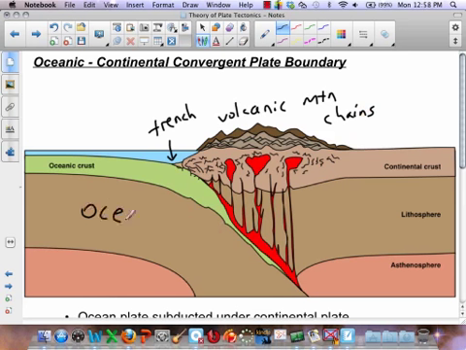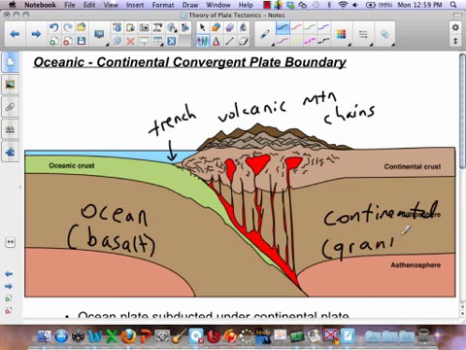So we still have our ocean crust. We have our continental crust. And again, the ocean is being subducted underneath the continental. Again, why is that? Yes, ocean is dense. Ocean is more dense because it's made out of what type of material? Basalt, which is more dense than granite.